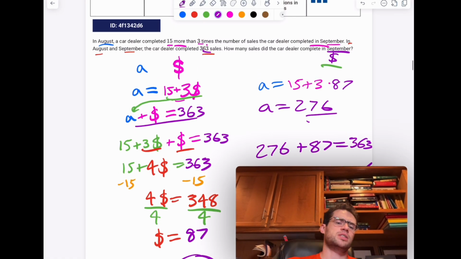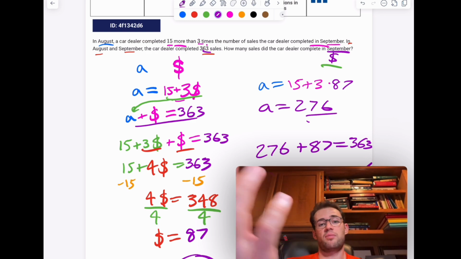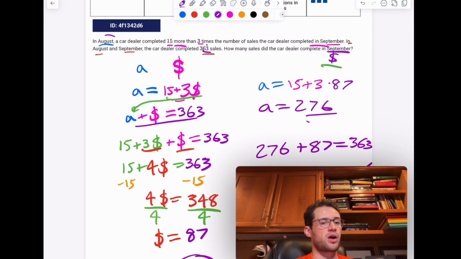Other thing you could do is type them into Desmos. Now Desmos will plot it on an x and y axes. Just make sure that you're keeping track of which one's a and which one's s in this case. Or I guess you could have even made them x and y, right? You could have just said, oh, August is x and September is y or whatnot.